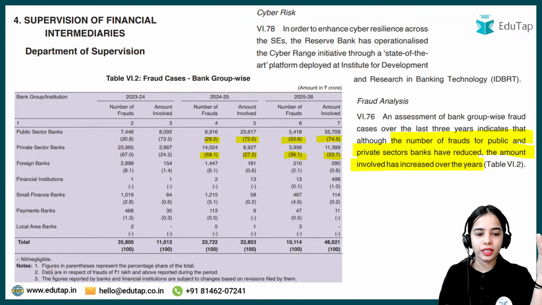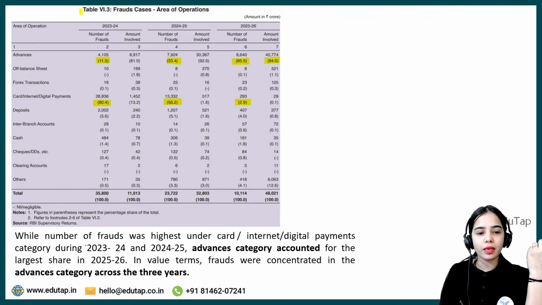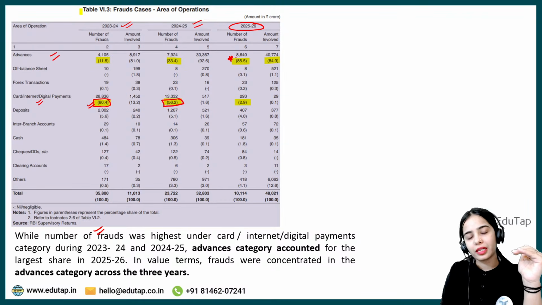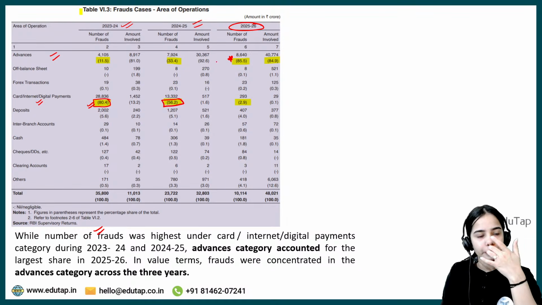This is the idea that you need to have. Next is, while the number of frauds was highest, or the percentage of frauds, here you can see it is highest in the card, internet, digital payments for the financial years 2023-24 and 2024-25. But suddenly in 2025-26, the number of frauds has increased in the advances category, in the loan category.